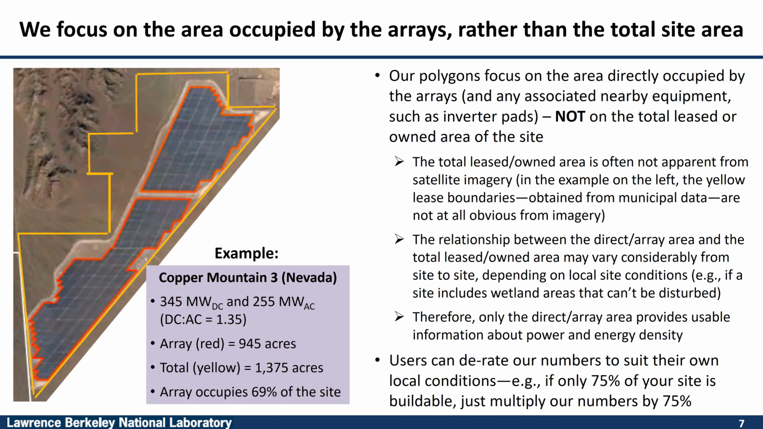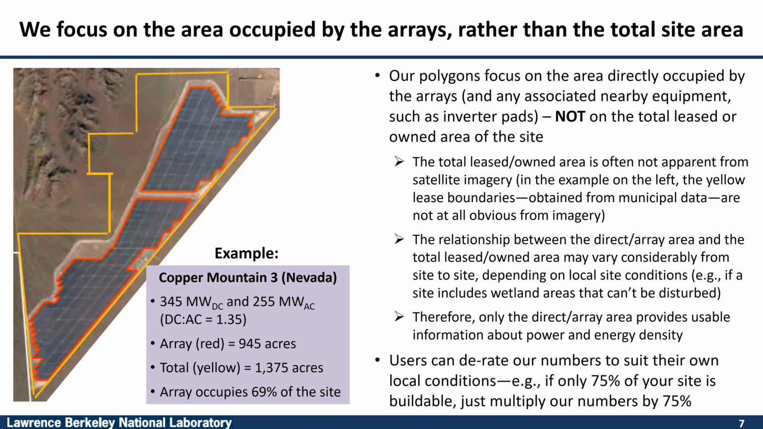In other words, both the shape and the acreage of the total site tell us very little about the actual power and energy density of the plant. Moreover, this relationship between array area and total site area could conceivably vary quite a bit from plant to plant, depending on what your site looks like, which makes it hard to generalize any useful metrics or rules of thumb across plants. So in the end, we measure only the area directly occupied by the array, as that seems to provide the most information content in terms of density, and also seems to be the only consistent approach across different plants.